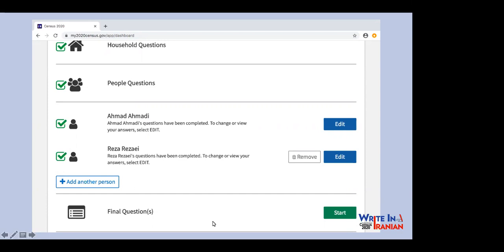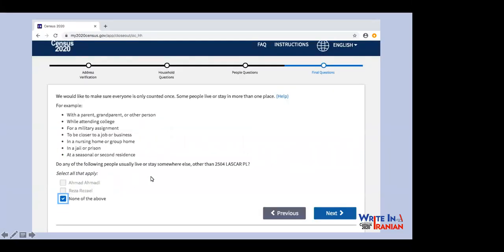There is one more section, the final question. And again, this has to do with the correct count of people who happen to be in the United States on or about April 1st, 2020. So let's see what this final question is, and you can see the bar has moved to final questions. It's the last thing you have to answer. And again, they want to make sure that they're counting your household correctly.